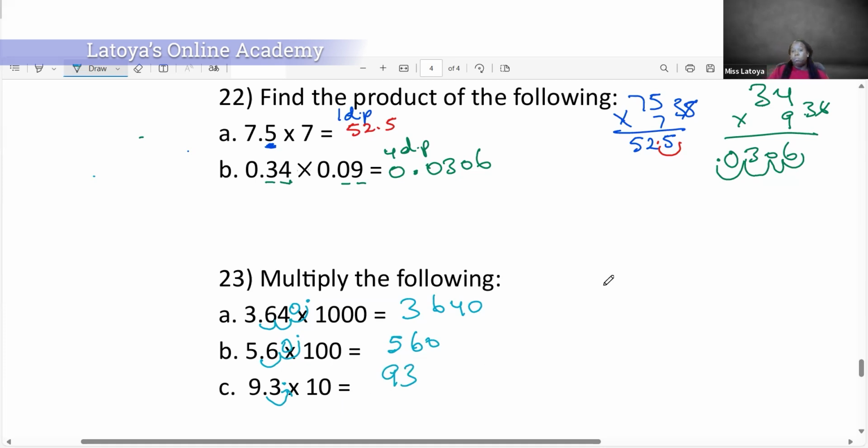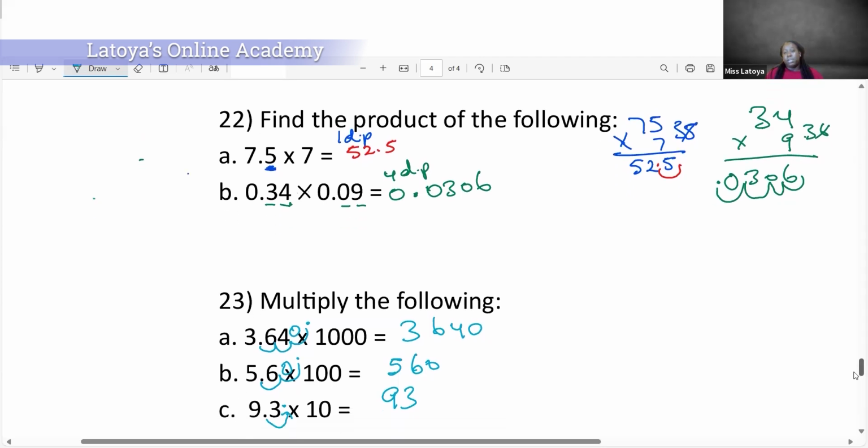So again, when you're multiplying by 10, 100, and 1,000, it's easy to multiply any number by it. You shift your decimal point to the right according to the zeros. So 10, you shift it once to the right. 100, twice to the right. 1,000, 3 times to the right.